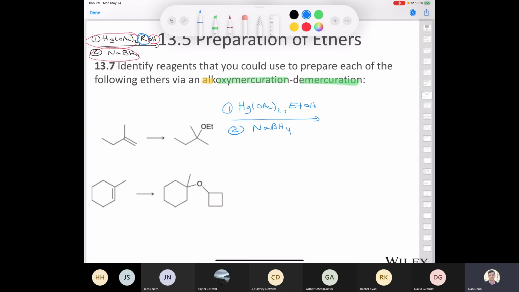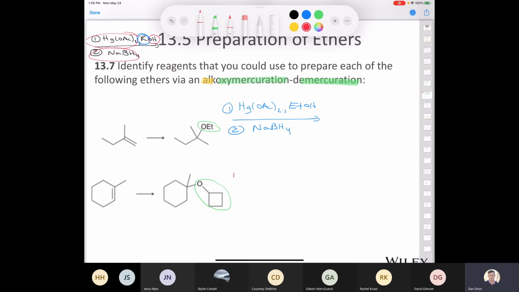All right, could anybody name what the alcohol would be for the second one? We did nomenclature of alcohols last chapter. Could anybody name that? Yeah, cyclobutanol. Absolutely. Yes. And the first one we had ethanol, and here we have cyclobutanol.